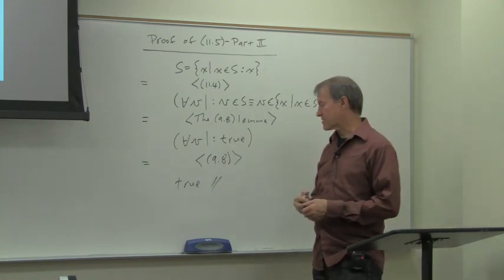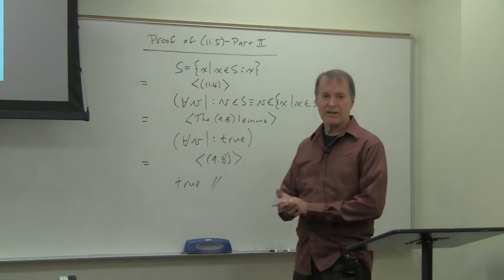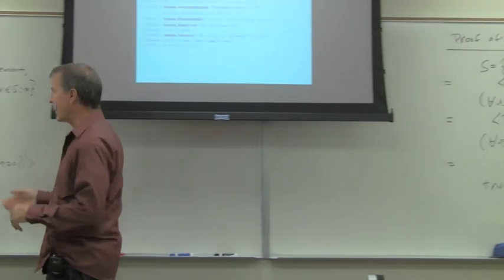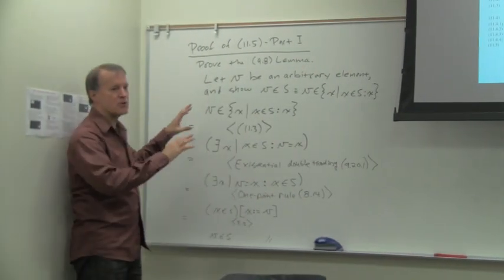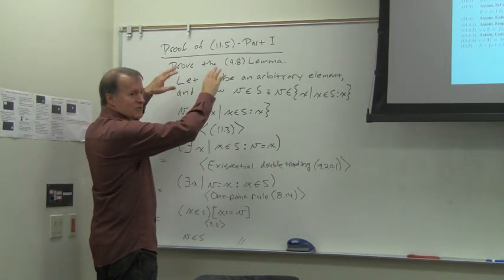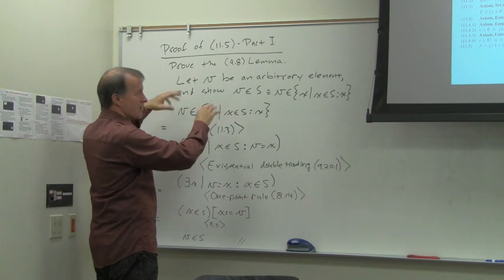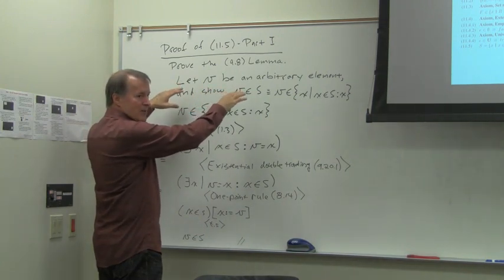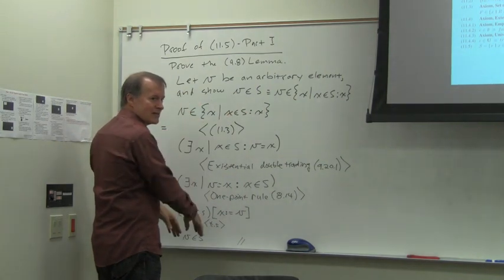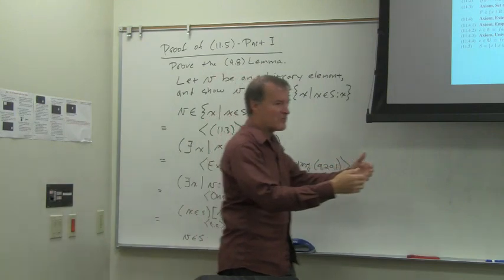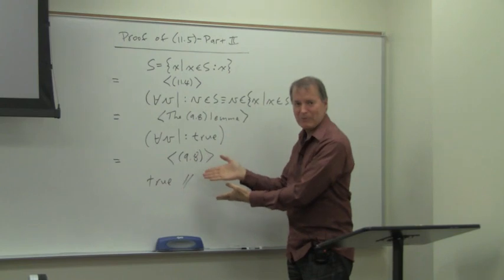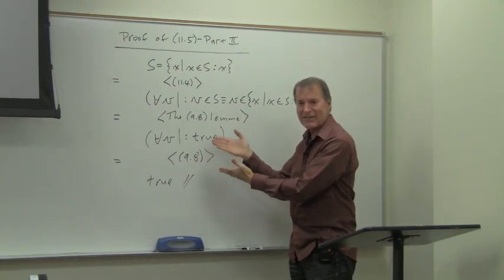Well, now watch this. Do you agree then that as long as we can prove the 9.8 lemma like we did, suppose we wanted to prove a different theorem, and one set is equal to another set, and suppose we said, okay, let's let V be an arbitrary element, and let's prove that V is an element of the first set, equals V is an element of the second set, and suppose we were able to do that. Do you agree that when we come over here, this part of the proof would be the same? Exactly the same.